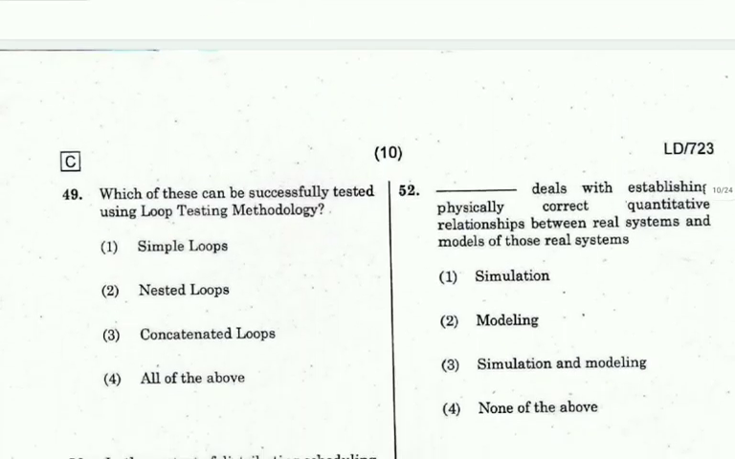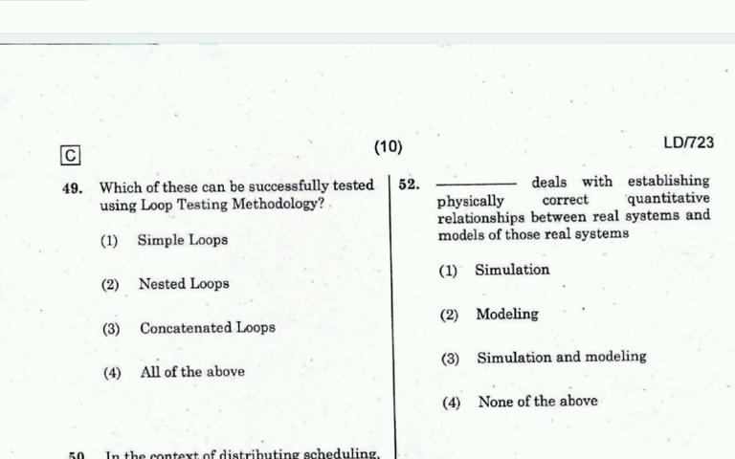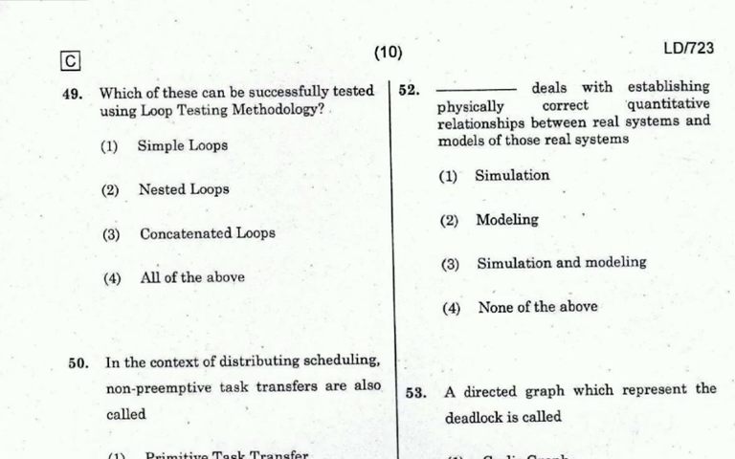Next, which of these can be successfully tested using the loop testing methodology? Loop testing is a type of white box testing used to validate loop constructs in a program. It involves testing simple loops, nested loops, and concatenated loops for correctness and performance. Since all loop types can be tested using this methodology, the correct answer is all of the above.